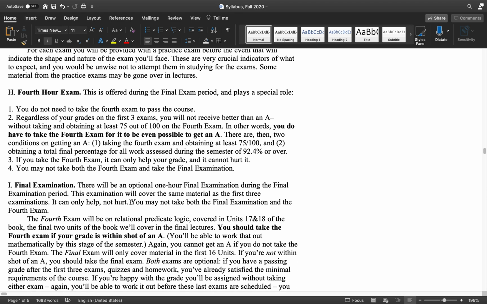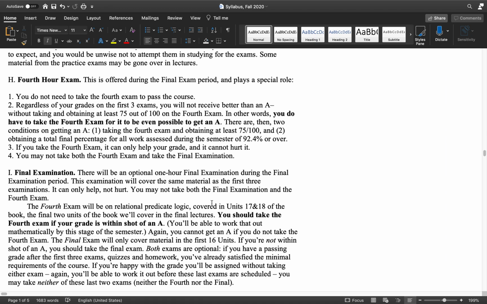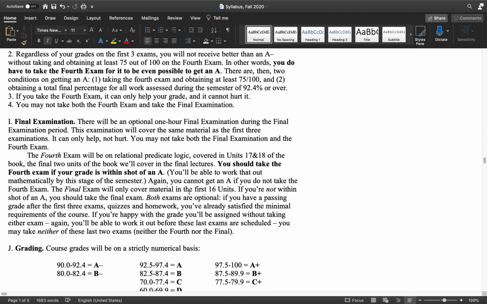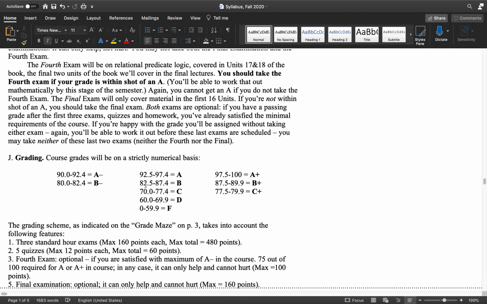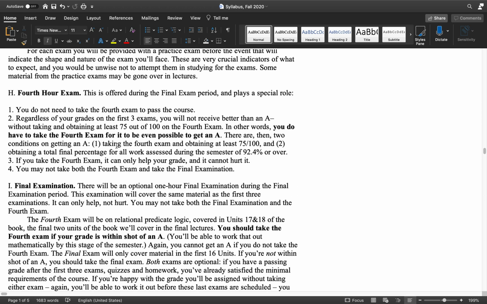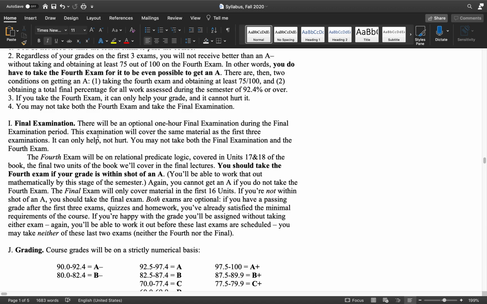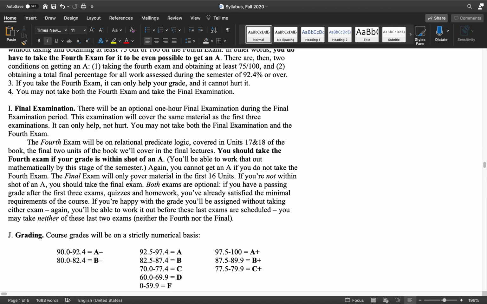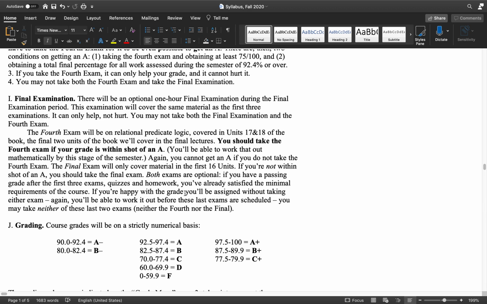What you could do is take a final exam, which is what you want to do if you want to try and bump up your grade. Say you've got 82.35, I think it's 82.4 or 82.5 is over, so you're close to 82.5, you're just under it. If you take the final exam, which is on units 1 to 16, you could bump up your grade, right?